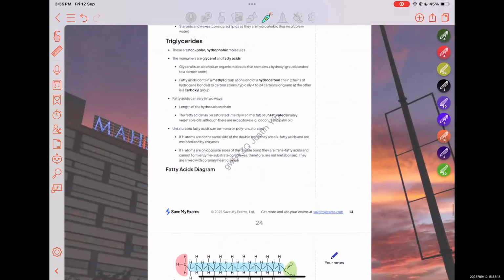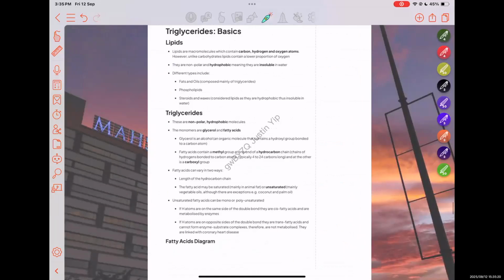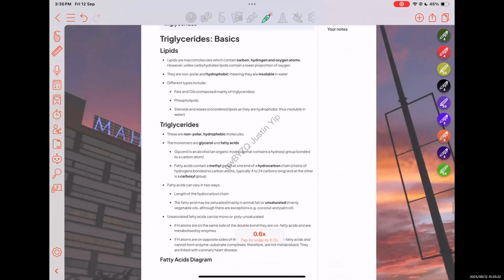Okay, we look at lipid. The last part is lipid, then we take a second break.